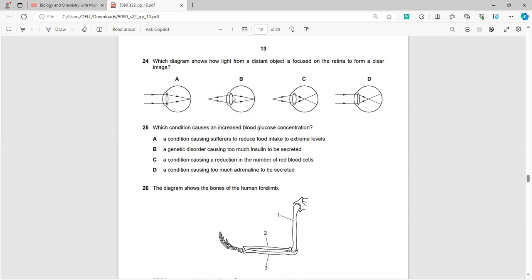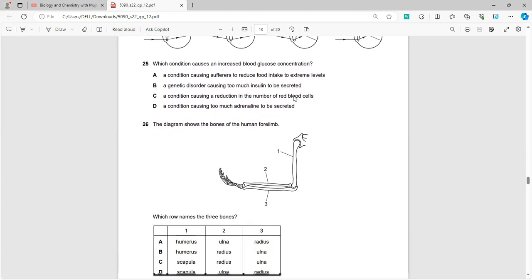Now, on question number 24, in order for a clear image to form on the retina, the lens should be able to correctly converge all of the light rays onto the retina. In case the light rays do not meet at the retina, in case they meet at the front, or in case they meet at the back, the person has a blurry image, which is characterized as either myopia, known as short-sightedness, or hypermetropia, which is farsightedness.